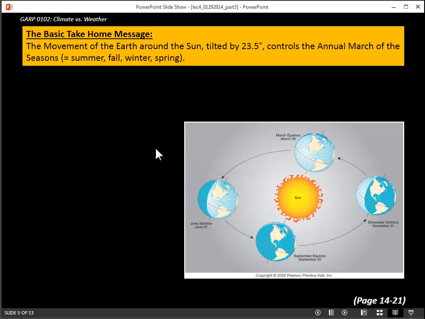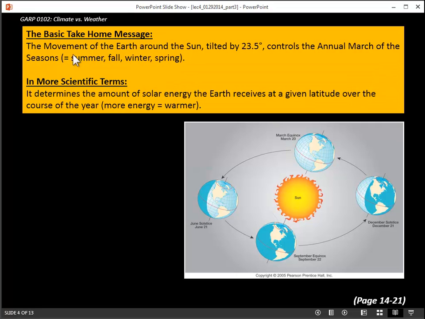Let's put this into more scientific terms. The tilted orbit of the spherical Earth around the Sun determines the amount of solar energy that the Earth receives at a given latitude over the course of the year. In other words, it determines the climatic zones of the Earth and it determines the seasons.